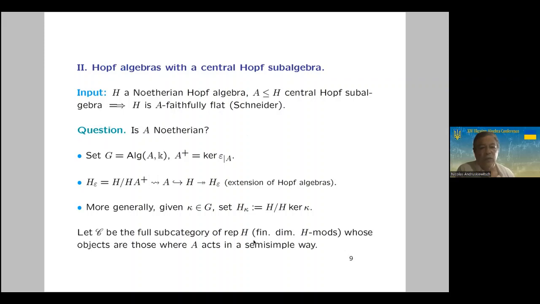Now I would like to present some families of Hopf algebras arising from a Hopf algebra with a central Hopf subalgebra. So I start with a Noetherian Hopf algebra, H, and a central Hopf subalgebra, A, contained in H. Then, by a result of Hans-Jürgen Schneider, H is faithfully flat as A module. And of course, if it is central, it is normal.